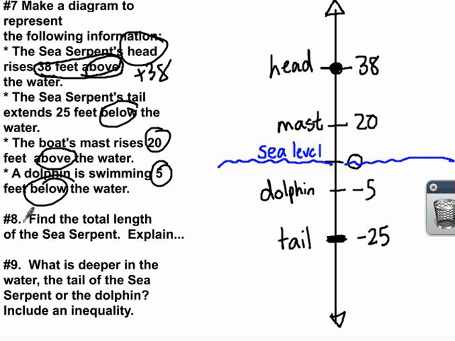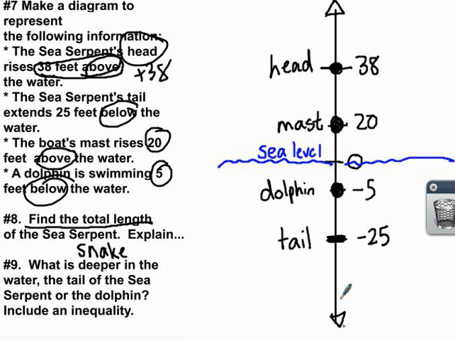Okay. Number 8, so we're done with number 7. This is our diagram for that. Let me just put my dots. Number 8 says find the total length of the sea serpent. So we need to know how long the sea serpent is. And a serpent is basically a snake. So we need to know how long the snake is.